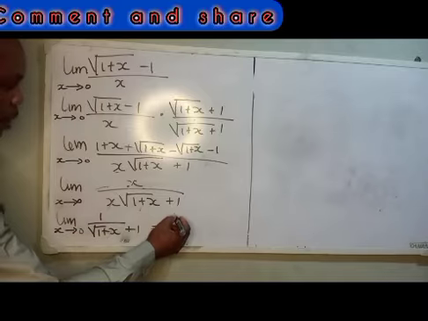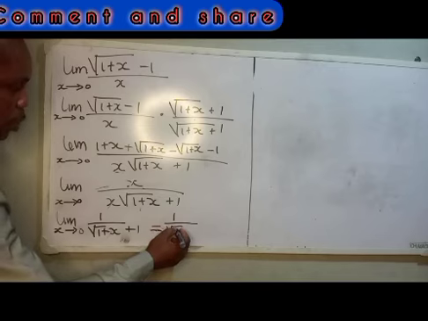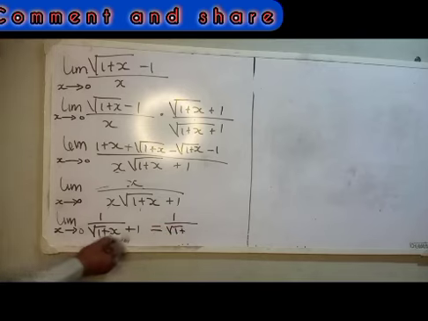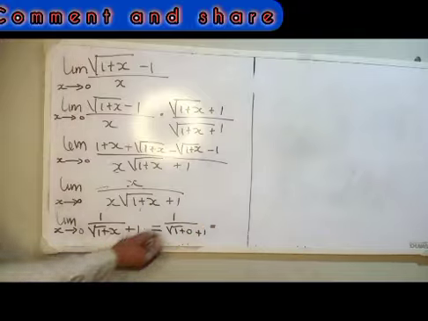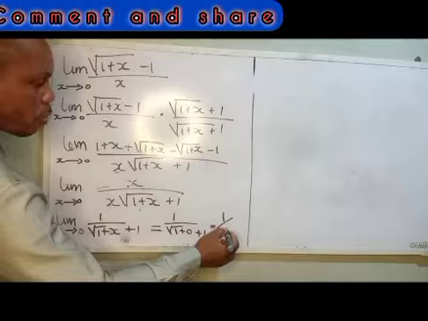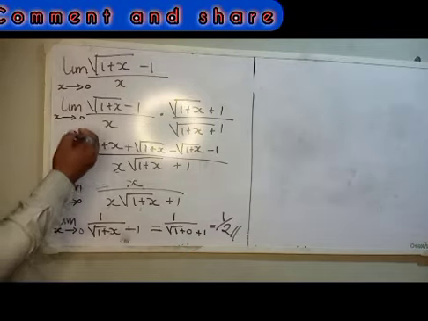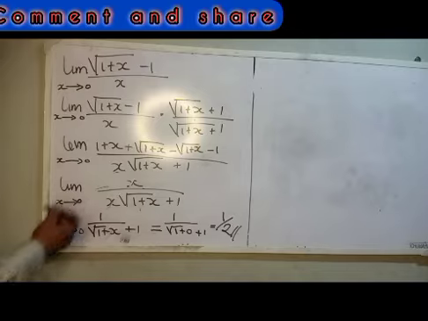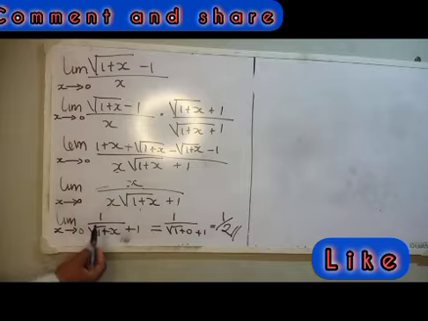All right, so now I'm going to have 1 all over the square root of 1 plus, instead of x, a 0 in place of the x, plus 1. If you solve this, you're going to have 1 over 2. So we've been able to simplify this fraction, this mathematical problem on limits. And I believe you followed the process, you paid attention, and you learned some principles in mathematics.